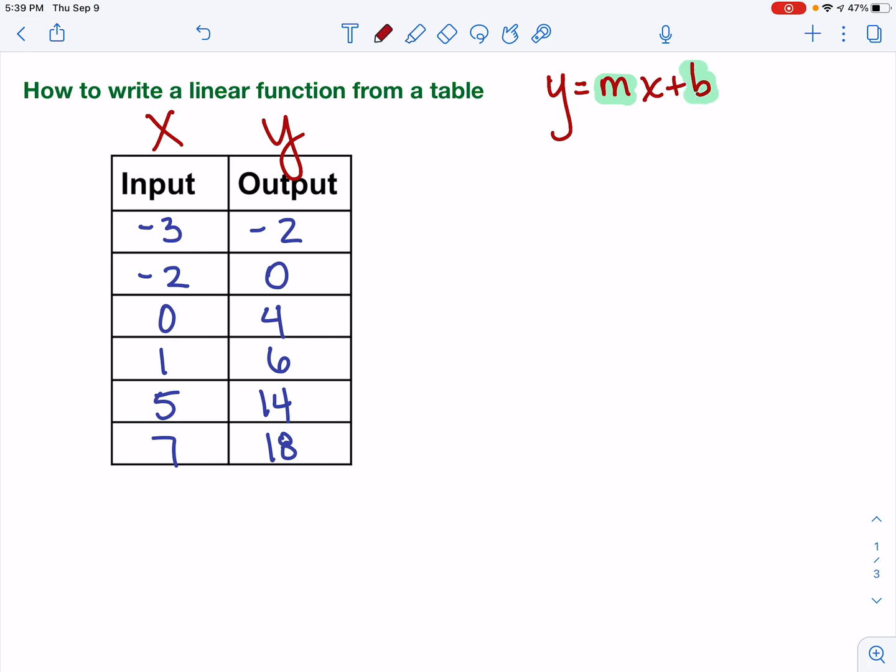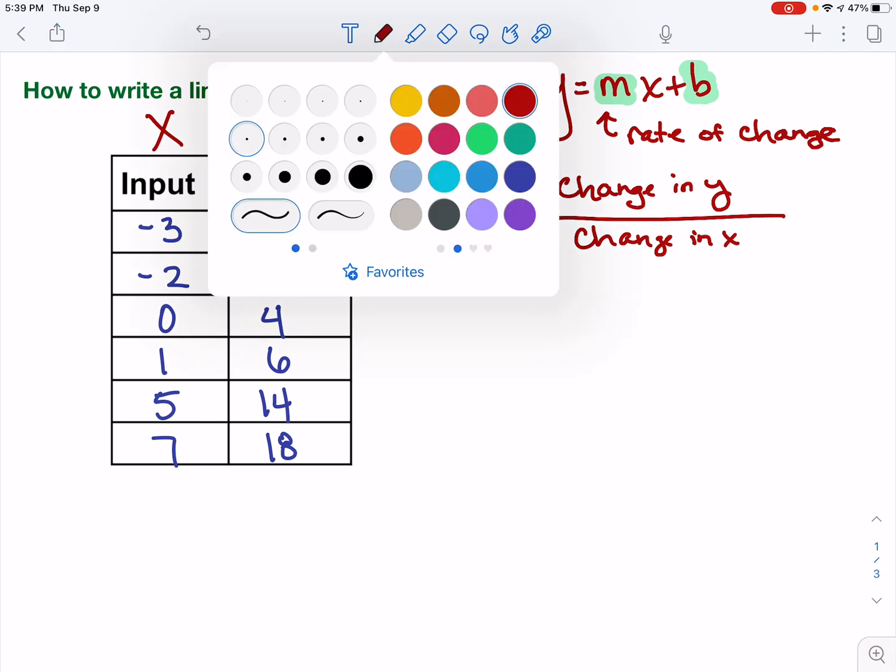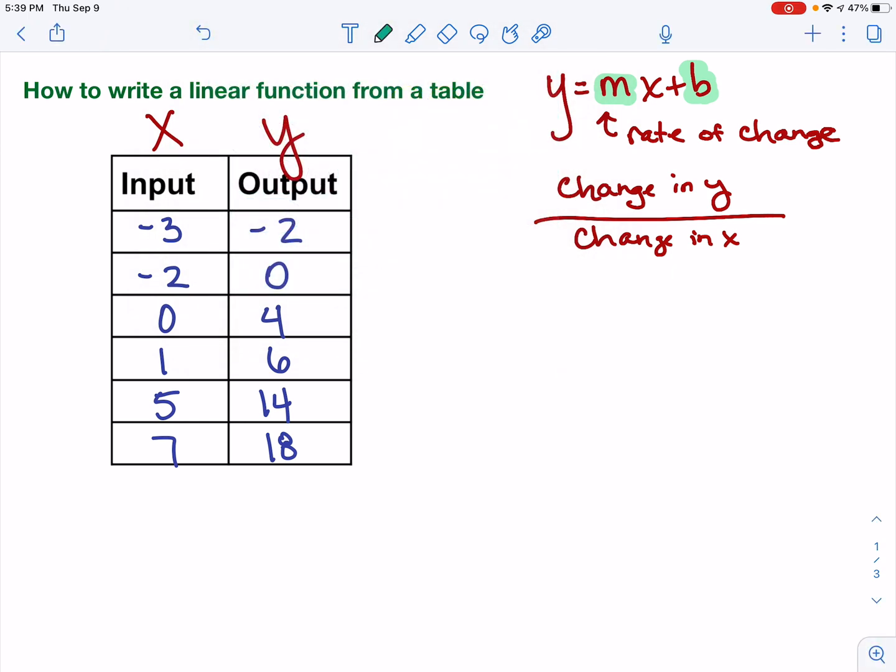Now, just as a review, your m is going to be your rate of change. And we find that in a table by taking the change in y divided by the change in x. So I'm going to look at my table, and I'm actually going to color code this to help us see the change in y and the change in x. Let me change pen colors here. We'll start with this greenish color.